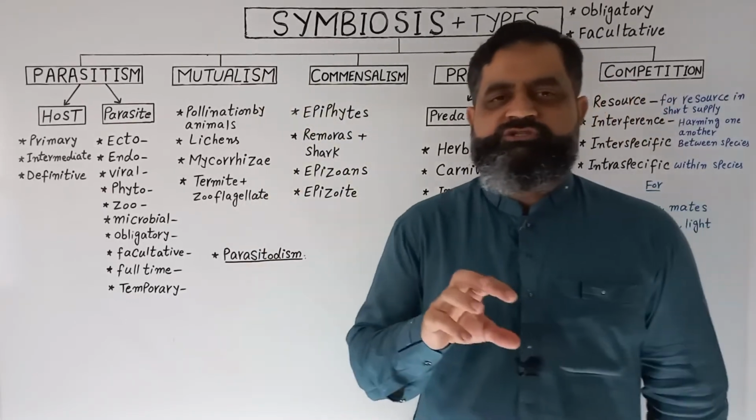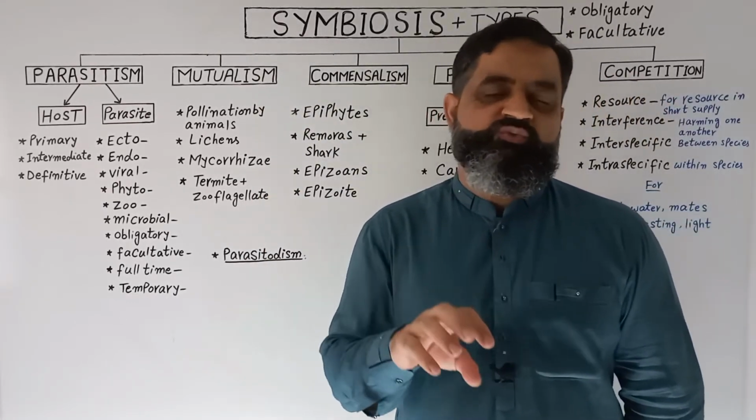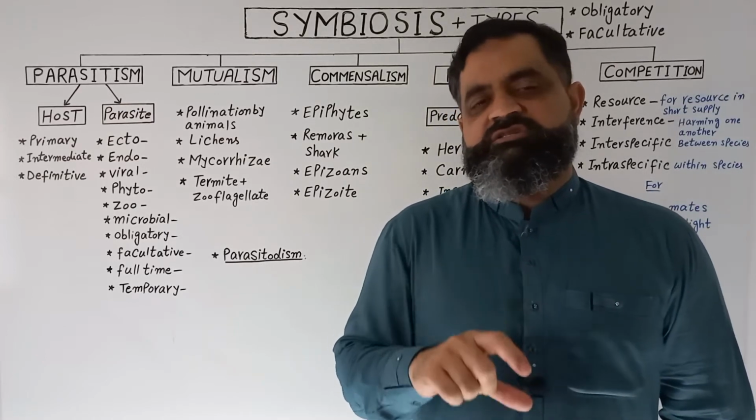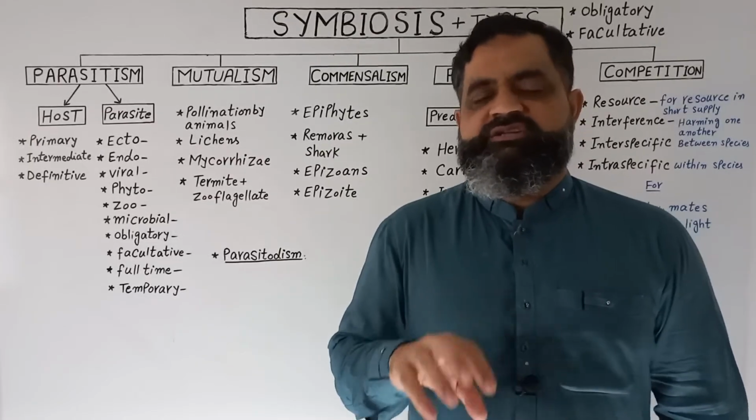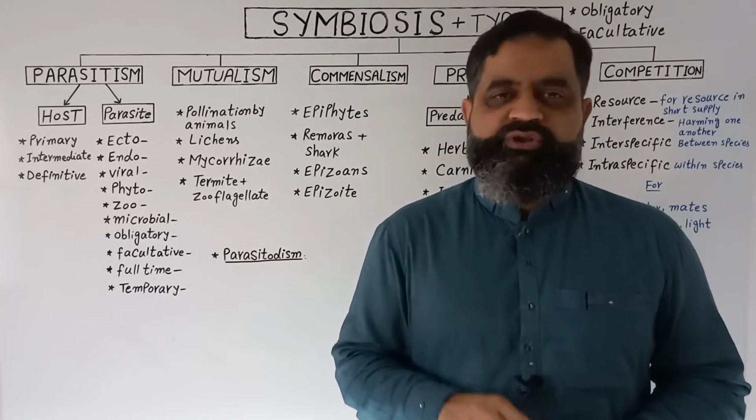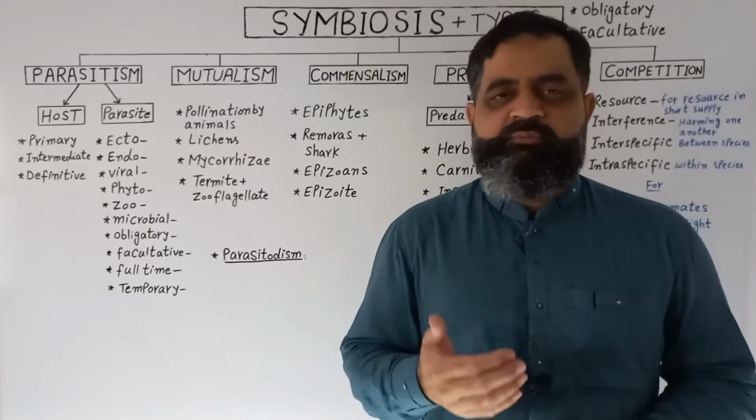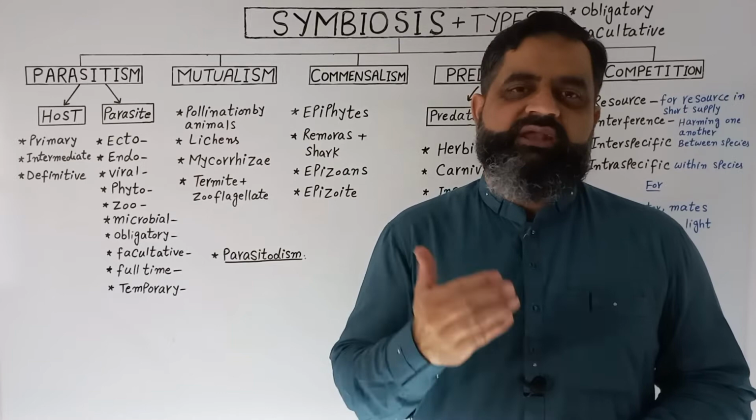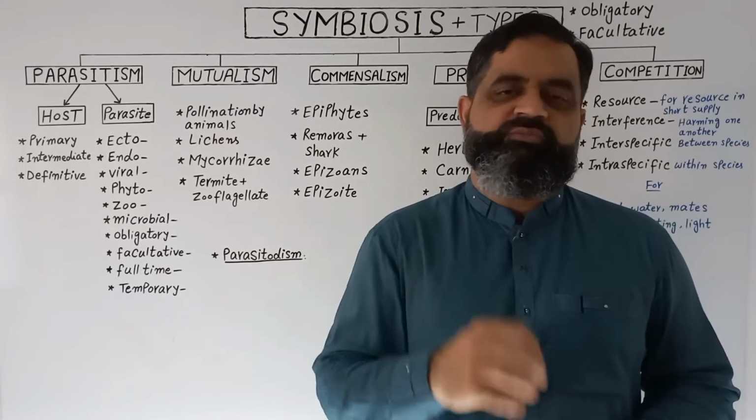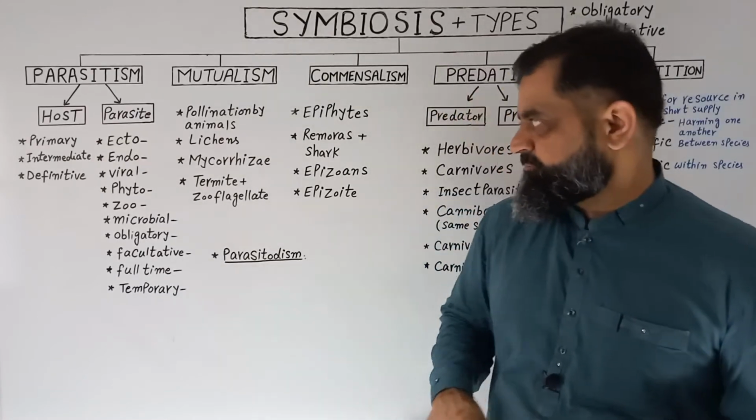Mycorrhizae is also an association between the roots of vascular plants and a fungus. Fungal hyphae penetrate deep into the soil, absorb nutrients from the soil and provide them to the vascular plants, and in return get starch or food from the tree or vascular plant.